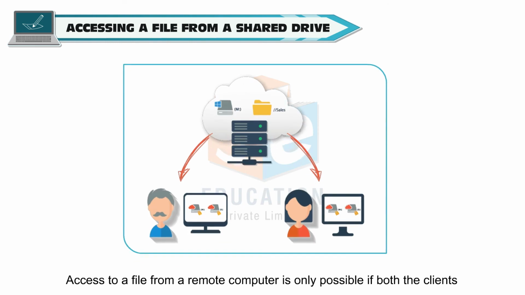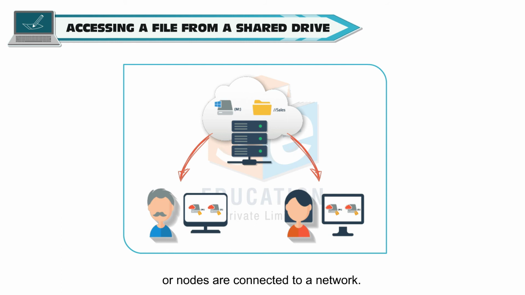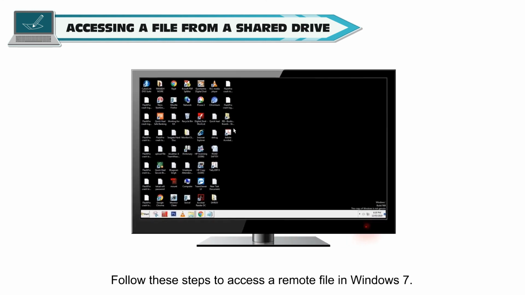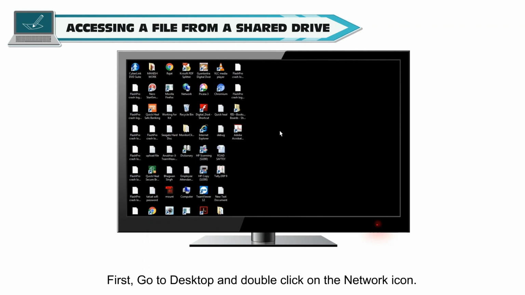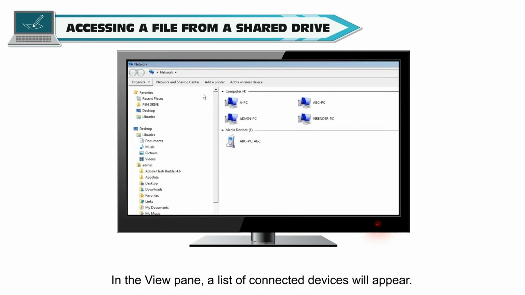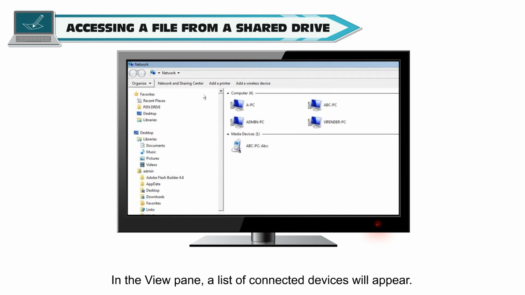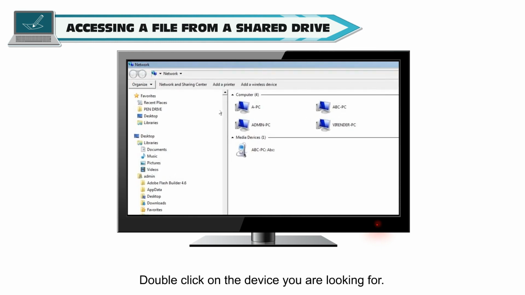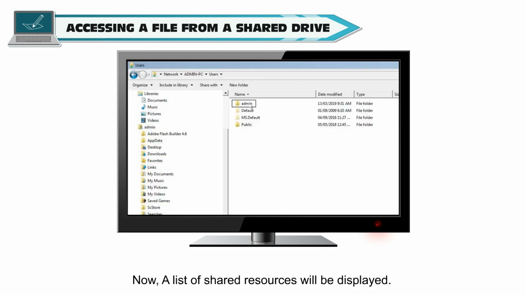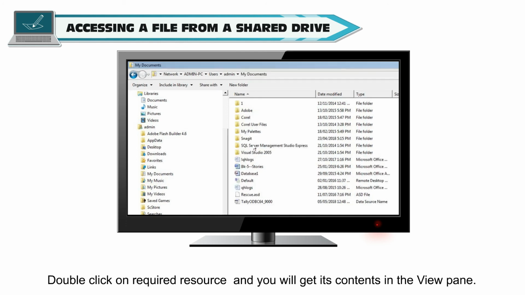Accessing a file from a shared drive. Access to a file from a remote computer is only possible if both the clients or nodes are connected to a network. Follow these steps to access a remote file in Windows 7. First, go to Desktop and double-click on the network icon. In the View pane, a list of connected devices will appear. Double-click on the device you are looking for. Now, a list of shared resources will be displayed. Double-click on required resource and you will get its contents in the View pane.